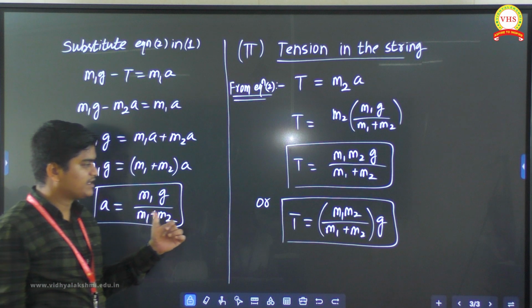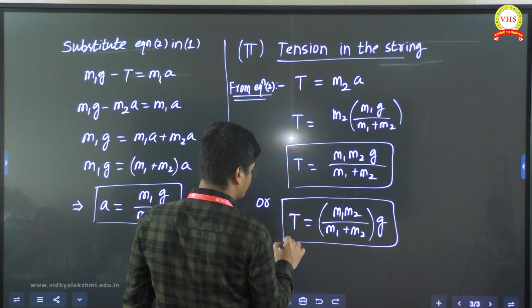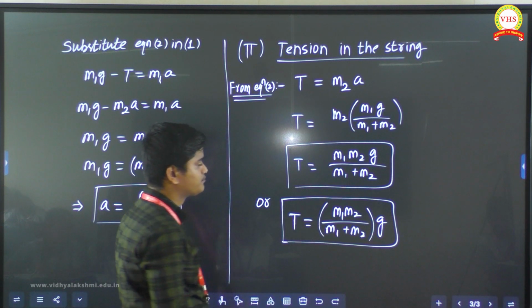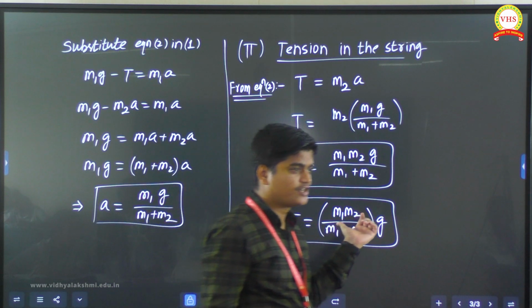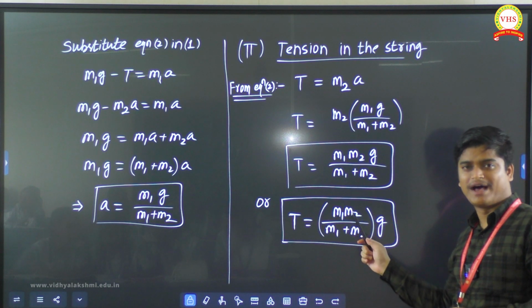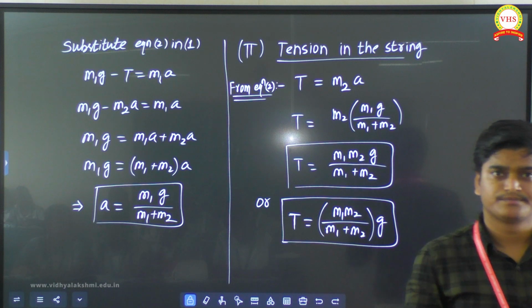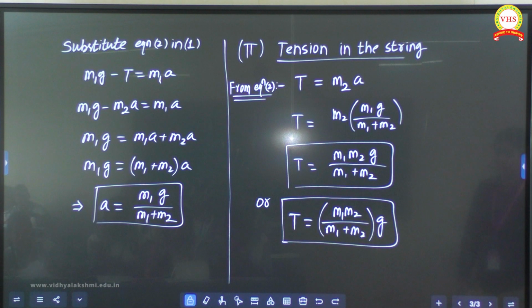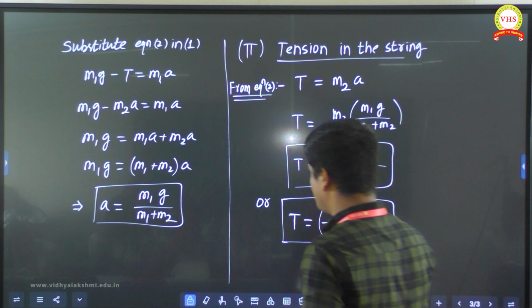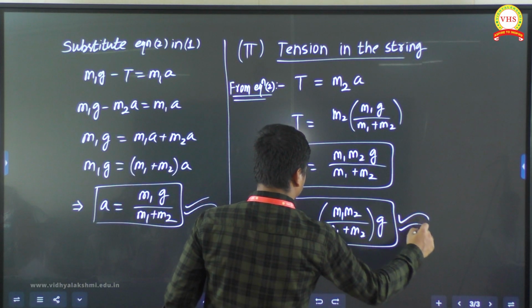So this is your acceleration and this is your tension. Acceleration and tension you are finding here. Tension force is nothing but product of two masses divided by addition of the masses. Now all of you listen. One numerical question, listen, based on this. So this acceleration, tension, for this particular system, whatever I have given, you remember that.